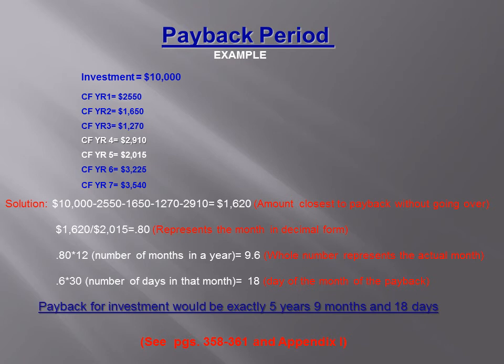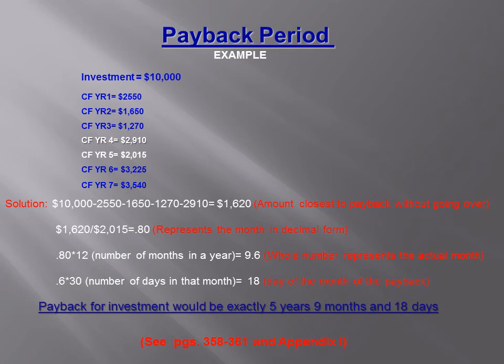Now we see that we achieved that after year 4. So it's at the end of year 4 where we still are $1,620 away from the payback period. So we know that the payback happens in year 5.